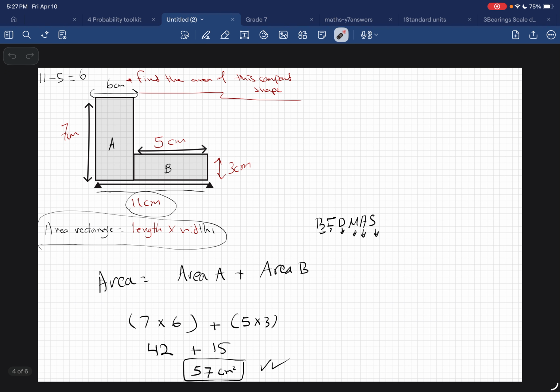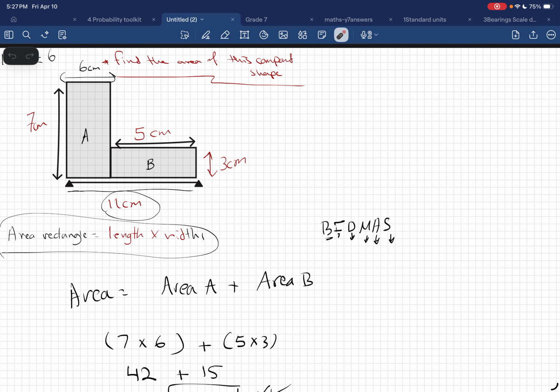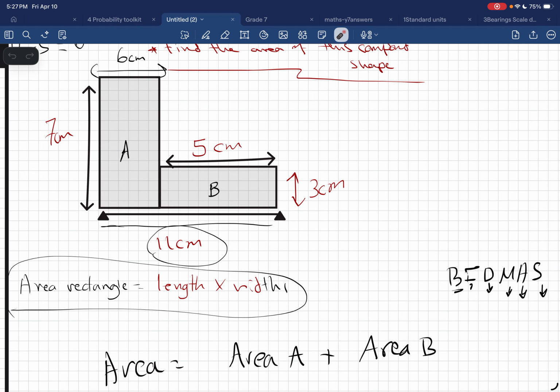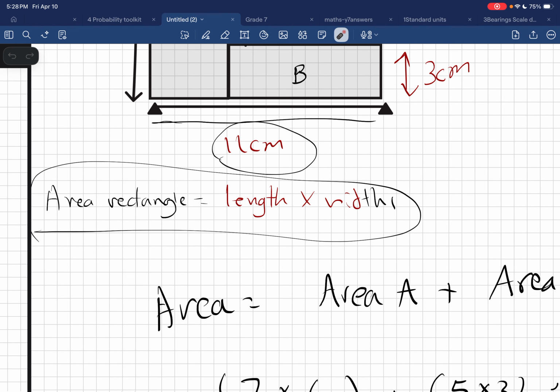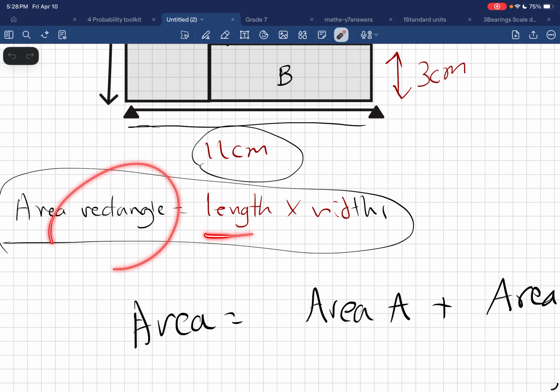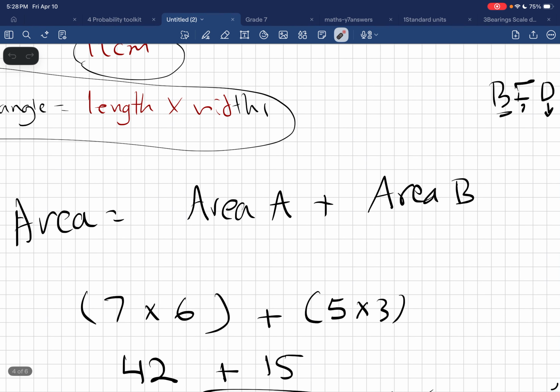The next part here, guys, is compound shapes and finding the area of a compound shape. Here, this is a compound shape in front of you. It has 2 rectangles, okay? You're going to name them A and B. You need to find the area of the first rectangle and the area of the other rectangle, and you add them up together. The area of any rectangle is length times width. But here we have 2 rectangles. We call them area of A and area of B, and you're going to add them up together.